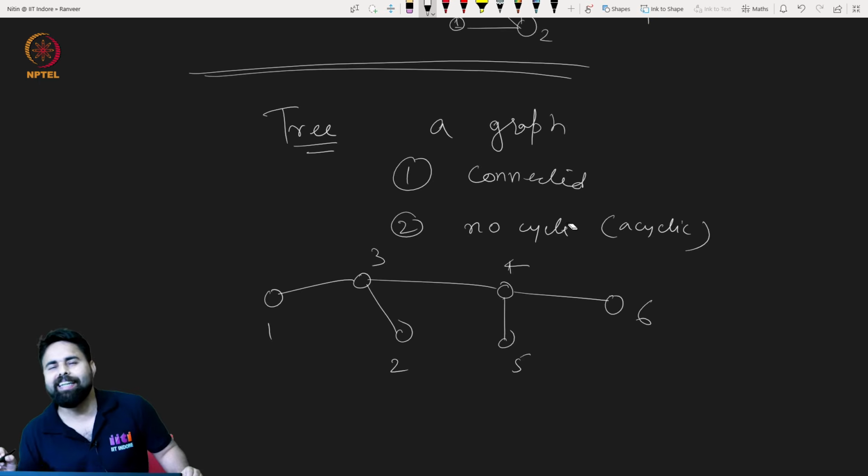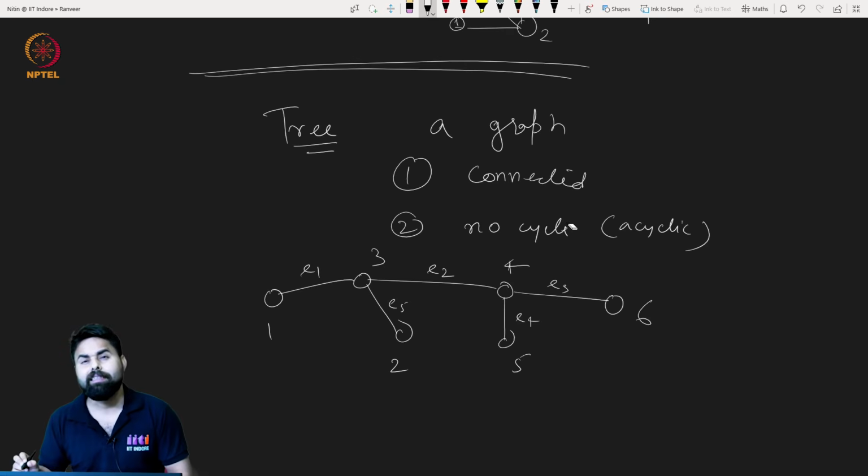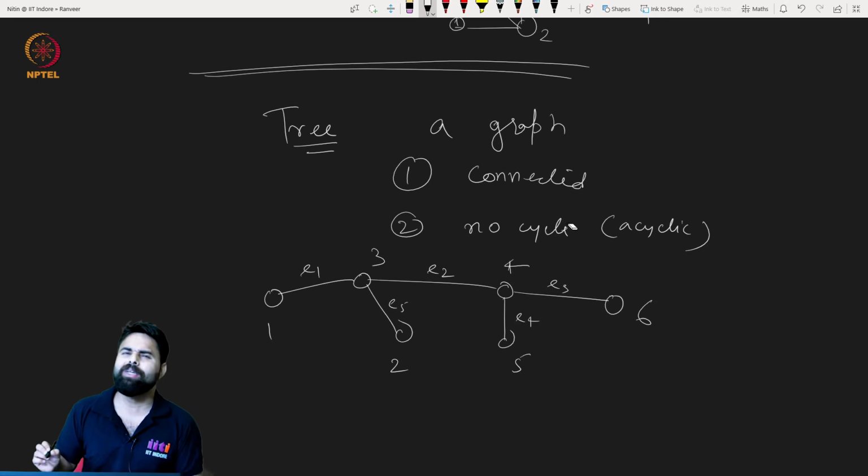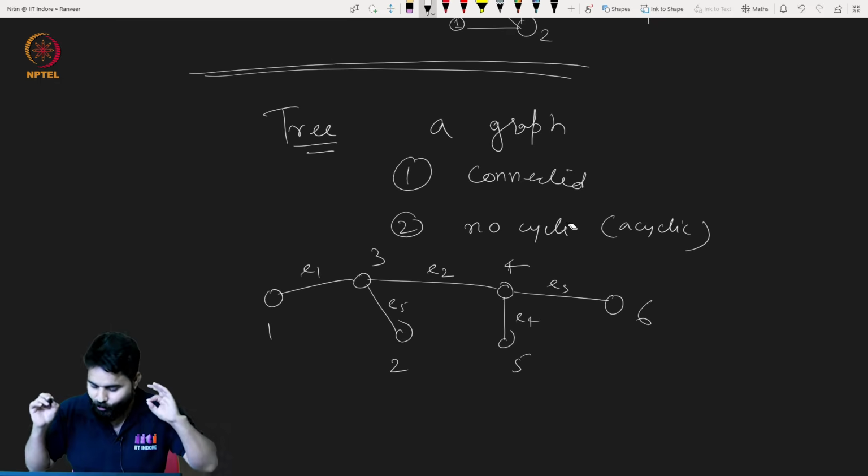How many edges does it have? Let me number the edges: E1, E2, E3, E4, E5. There are 5 edges, 1 less than the number of vertices. Is this a coincidence? This is not a coincidence. Whenever a tree has n vertices, there will be n minus 1 edges.